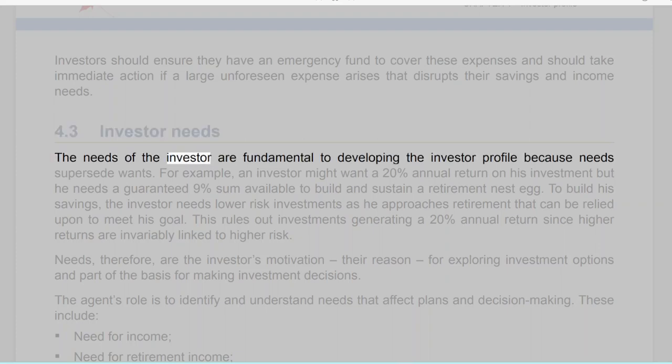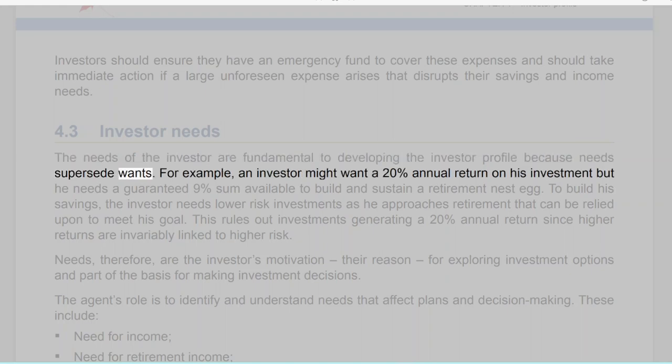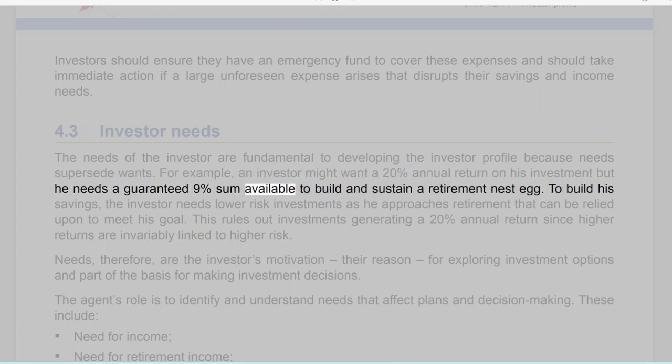The needs of the investor are fundamental to developing the investor profile because needs supersede wants. For example, an investor might want a 20% annual return on his investment, but he needs a guaranteed 9% sum available to build and sustain a retirement nest egg.